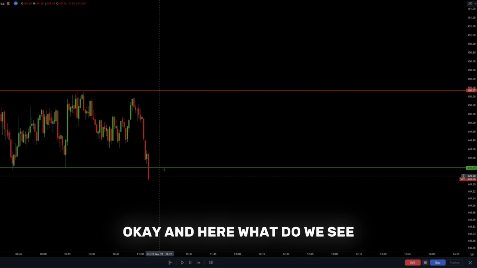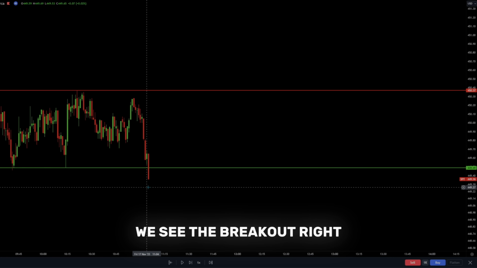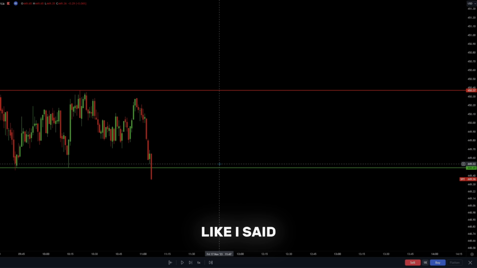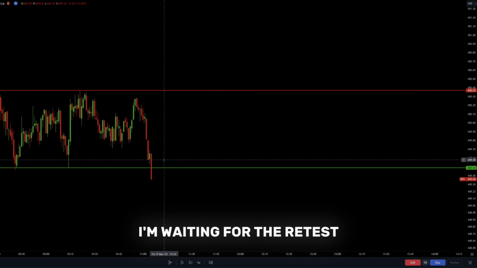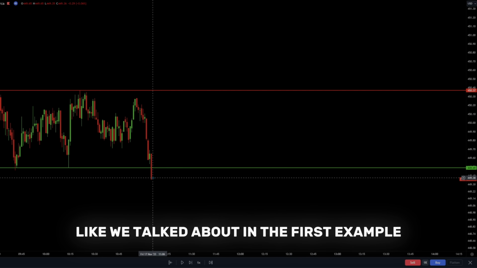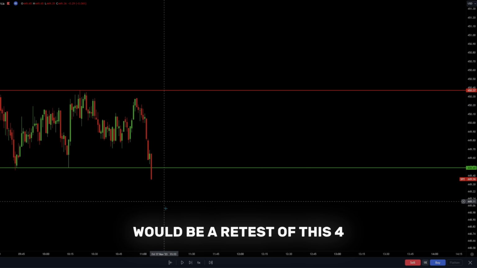Okay, and here, what do we see? We see the breakout, right? We see the breakout to the downside. However, like I said, I'm not a breakout trader. I'm waiting for the retest. So what we would want for a retest of simple support and resistance liquidity, like we talked about in the first example, would be a retest of this 449.49 level.